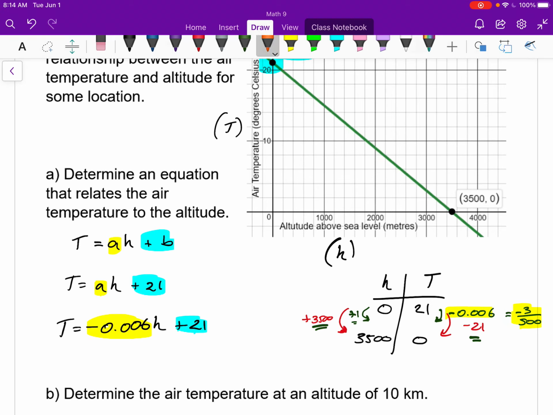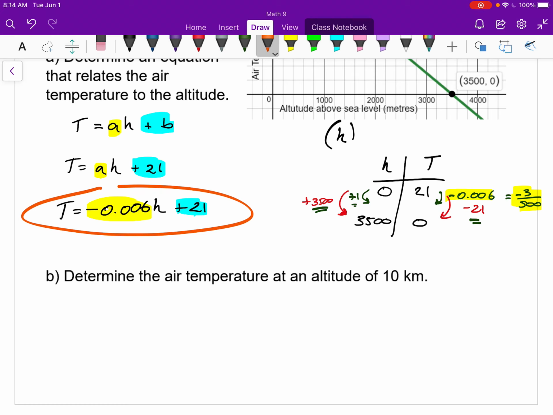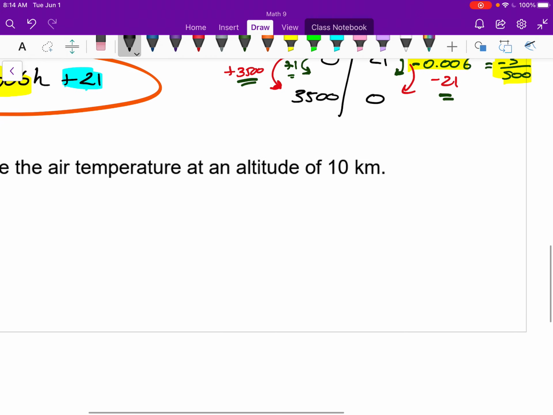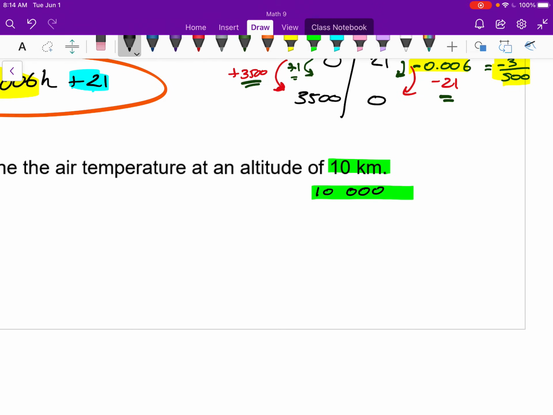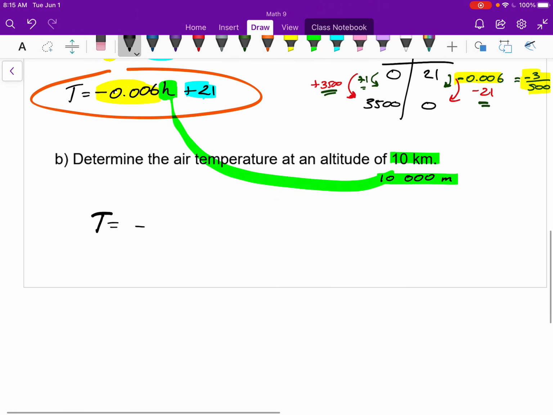But now I got the equation here, so now let's use it to determine the air temperature at an altitude of 10 kilometers. So my equation here is set up to think in meters. If you look at the graph, everything's in meters. And so 10 kilometers, we just got to think, okay, what's 10 kilometers in meters? Well, 10 kilometers is the same as 10,000 meters, because 1 kilometer is 1,000 meters. And that is what I want to put into my equation for the height, or the altitude. And so now the temperature is going to be negative 0.006 times 10,000 plus 21.